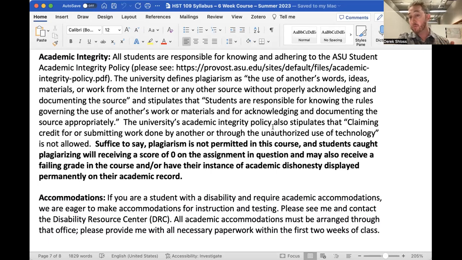And depending on certain other factors, you may put yourself at risk of receiving a failing grade in the course, either through getting a 0 on an assignment that was 250 points, like the final essay, or because I'm just giving you an automatic 0 in the course, or you might have that incident of academic dishonesty displayed permanently in your academic record. So all this is to say, don't plagiarize either via ChatGPT or some other kind of AI generated writing, or just good old fashioned copying and pasting off the internet.